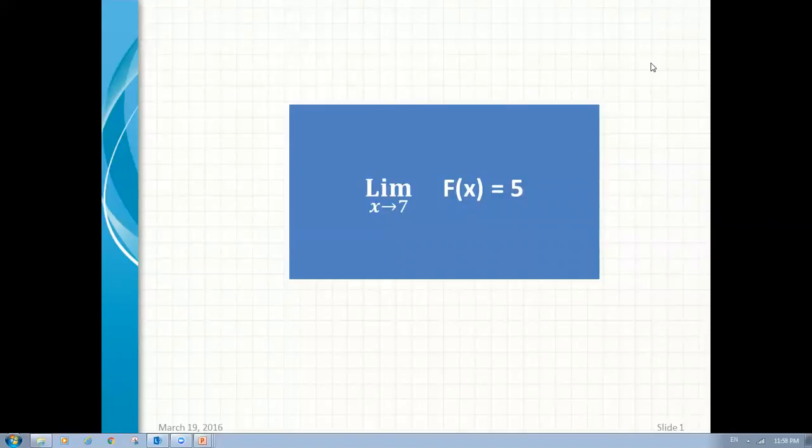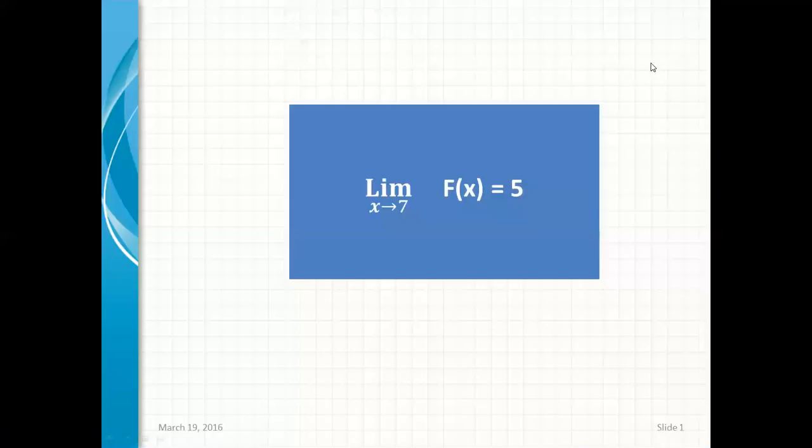Okay guys, so we're talking about limits today. If I make a statement here, limit x tends to 7 if f(x) is equal to 5, what exactly do I mean by this statement? The statement has two components. One is the limit part and the second is the f(x) part. f(x) is nothing but y as a function of x.